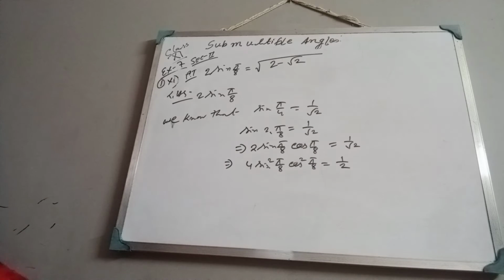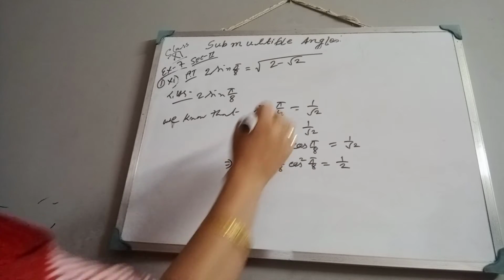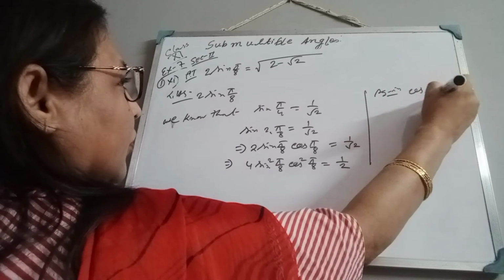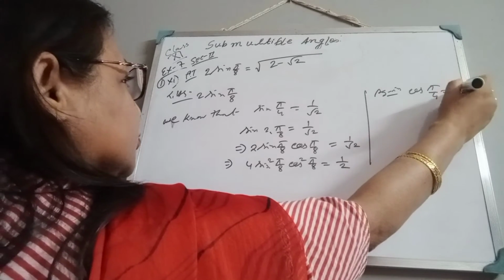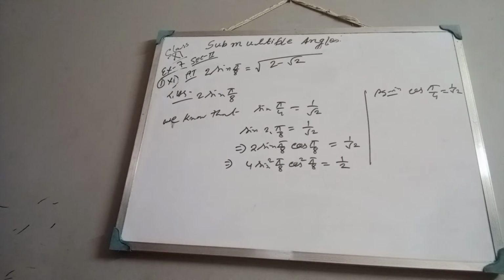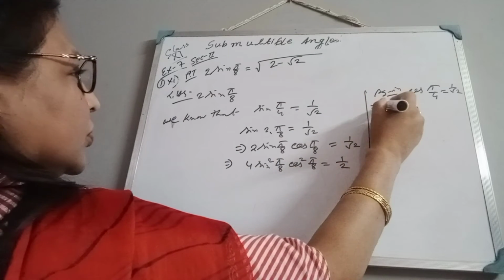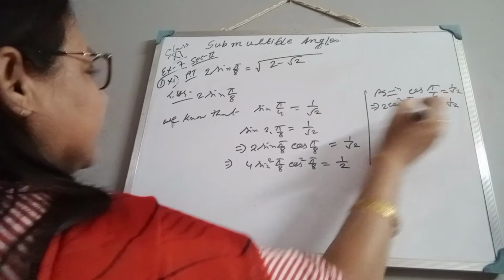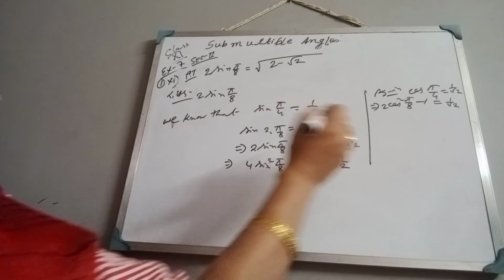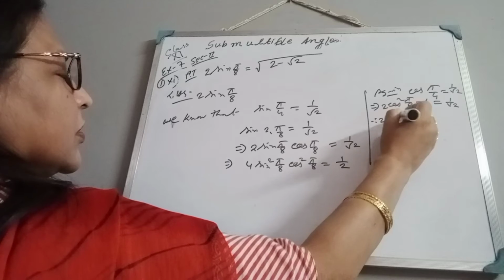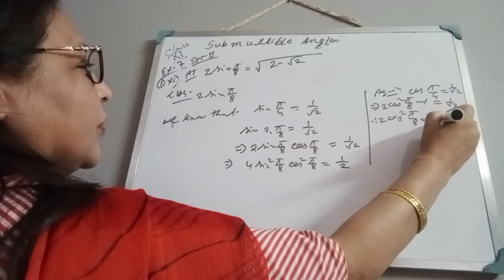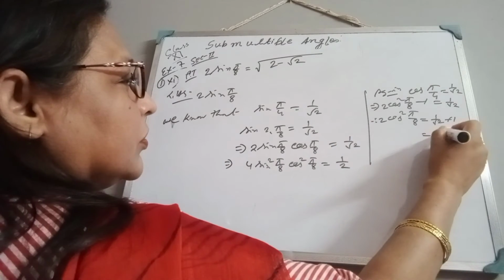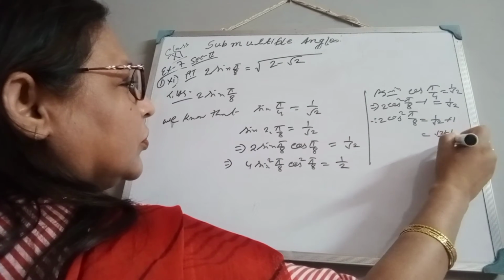1 by 2. Okay. Now cos pi by 4, this is sine pi by 4. Again, cos pi by 4, cos 45 degree also 1 by root 2. So cos pi by 4 is this. So here we can write 2 cos square pi by 8 minus 1 is equal to 1 by root 2. Okay. Now 2 cos square pi by 8 is equal to 1 by root 2 plus 1. That is root 2 plus 1 by root 2.